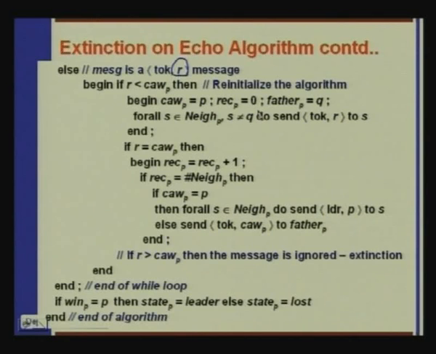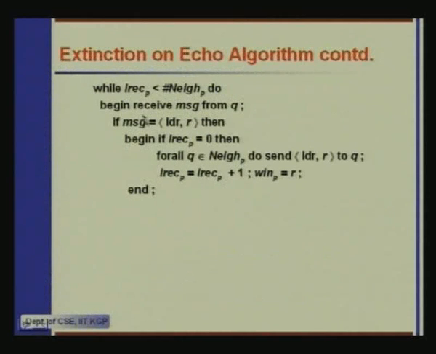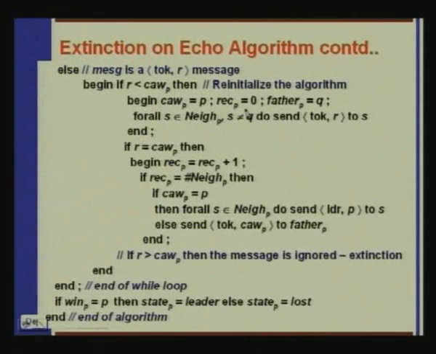Why? Because it is a fresh wave that it is receiving and it will start participating in this one, and in this fresh wave, who is the father of P? Q. The Q is the node from which it has got the message. So, receive message from Q. Q is the node from which it got the message. So, it will set father P equal to Q. Then, for all S belonging to the neighbors of P such that S not equal to Q, it sends token R to S. So, it propagates the wave. Okay.